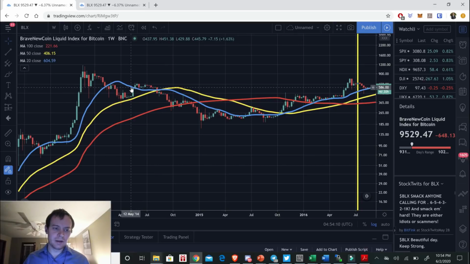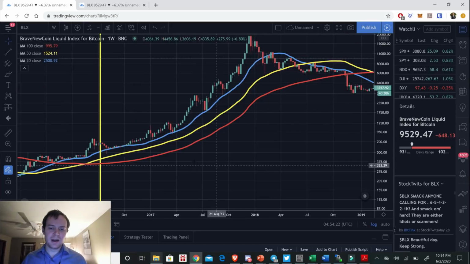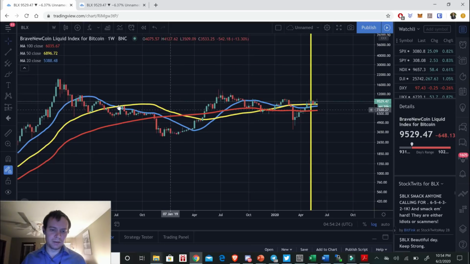We saw the 20 week. So the 50 week is the yellow, the 20 week is the blue. We saw during the bear market the 20 week go below the 50, and then when the 20 week went above the 50, it was then a bull market. And in this situation, we saw a similar thing. We saw the 20 go below the 50, it reversed, and then it reversed again. And now we're maybe going to reverse to the upside again.